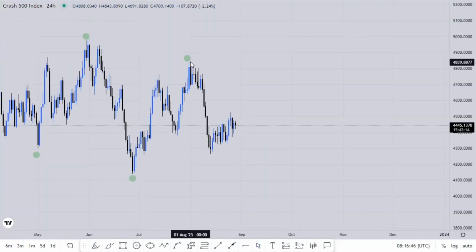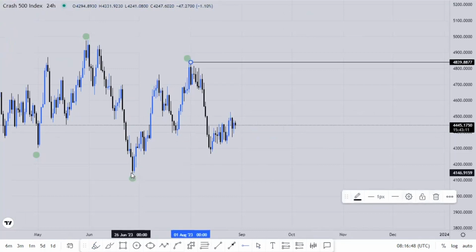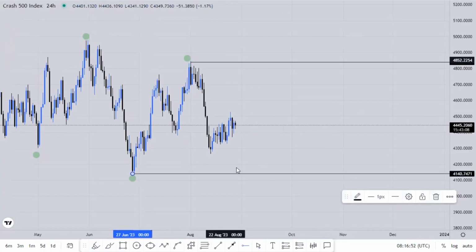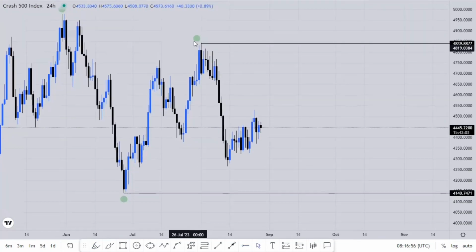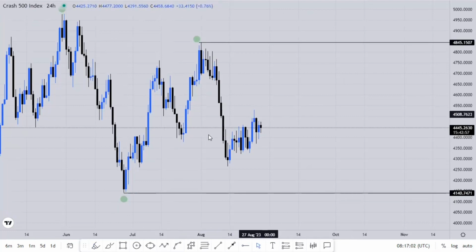Swing lower high here. So long as this one is not broken, the market can still be bearish all the way down. So this is the current range on Crash 500 for this week. This is our current range of focus for this entire week. Once you have identified your range, the next thing is to identify properly your zones.